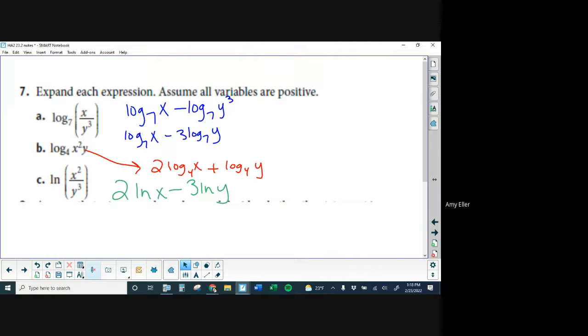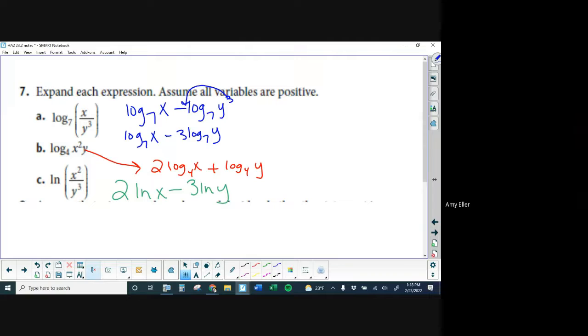The top one I did in 2 steps. Then the rest of them I just wrote the final answer. We have division, so that's subtraction. Make sure you keep the log base. If you don't, it's going to be wrong. Log base 7, those both are base 7. Then I do my power property and I bring that down as my coefficient.